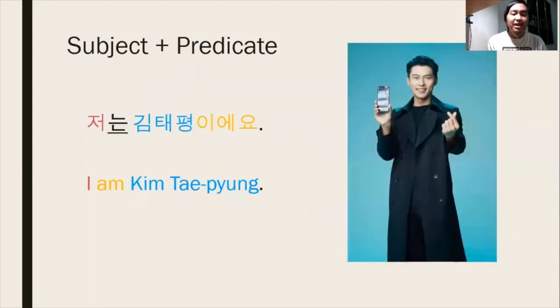저는 김태평이에요. 저, which means I, is a subject, while 김태평이에요, which means I'm 김태평, is the predicate. And this 는 right here is the topic particle, which tags 저 as the topic of the sentence.